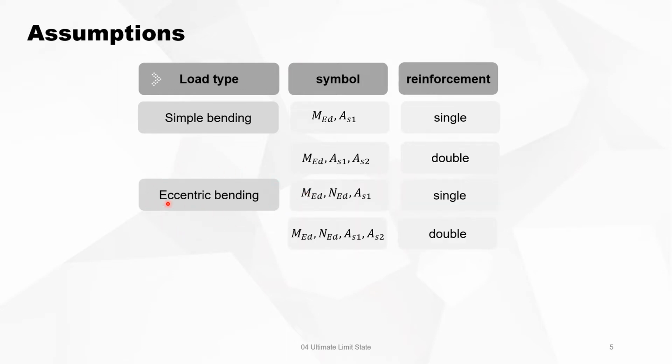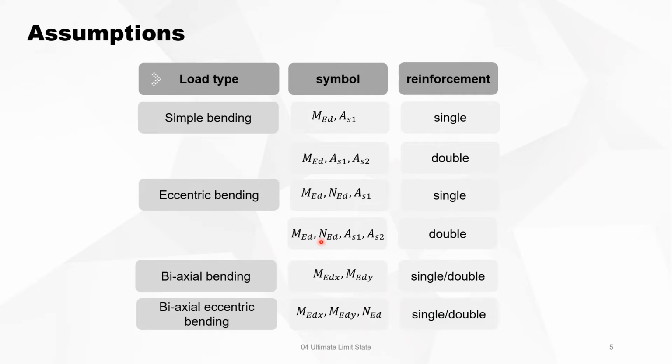Then you have eccentric bending. It means that you have a bending moment and a normal force. It can be a normal force or a tension. And the reinforcement in the tension zone. This is single reinforcement eccentric bending. You can of course also have double reinforcement in eccentric bending.